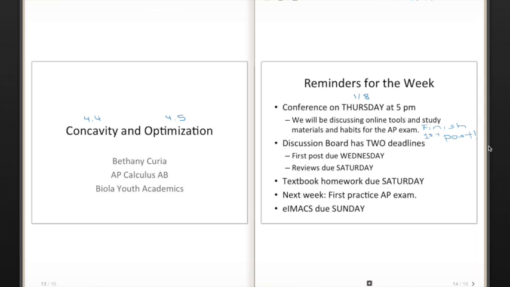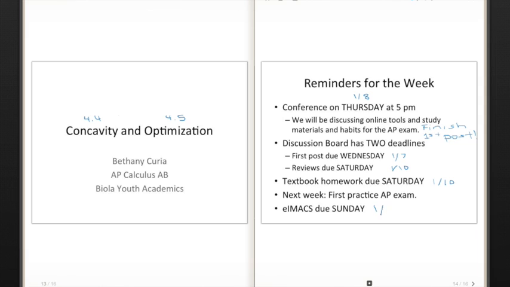You'll notice that your discussion board has 2 deadlines this week. The first post is due Wednesday, which is January 7th, and then you will have to review posts from other people as is detailed online. The reviews are actually going to be a review of the resources that your peers post and should be at least 4 to 5 sentences, and that'll be due on the 10th. Your textbook homework for both 4-4 and 4-5 will be due on the 10th.